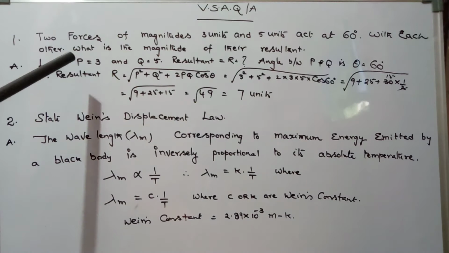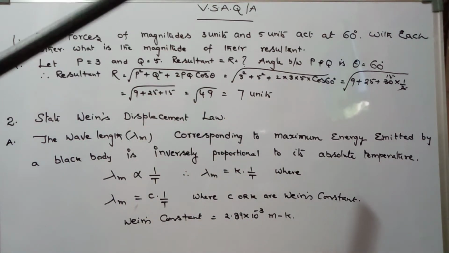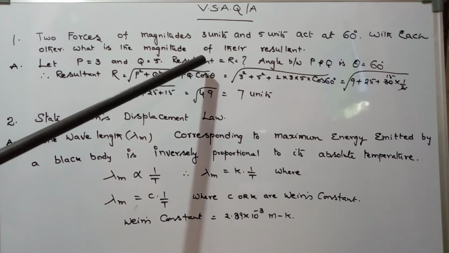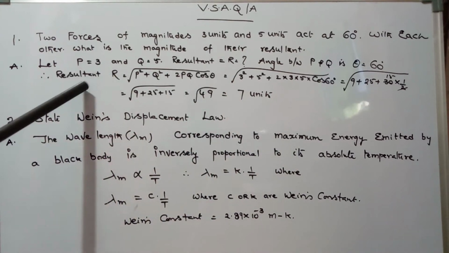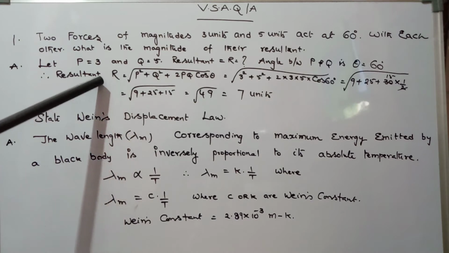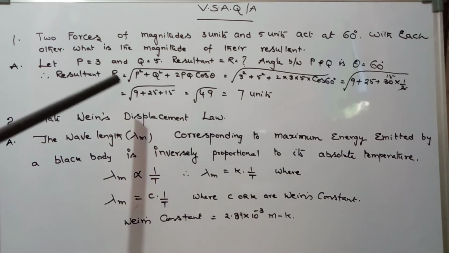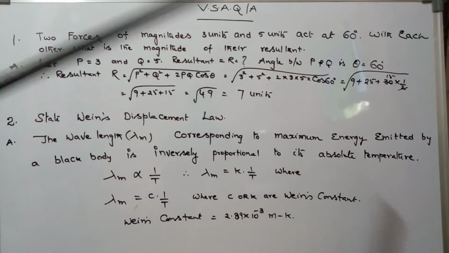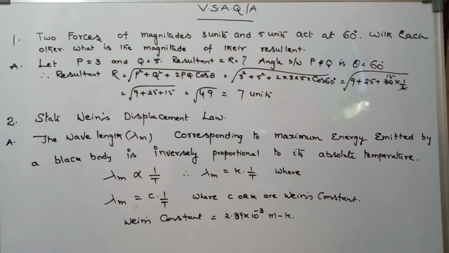I repeat: P and Q are two forces acting at an angle of 60 degrees, and you have to calculate the resultant R. The formula is the square root of P square plus Q square plus 2PQ cos theta. Substituting the values of P, Q and theta, on simplification you get root 49, which is equal to 7 units only. So this is the answer.